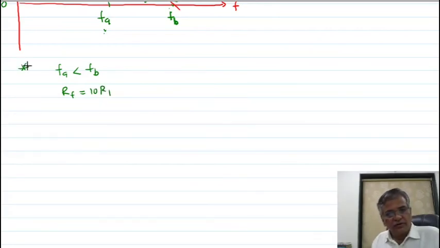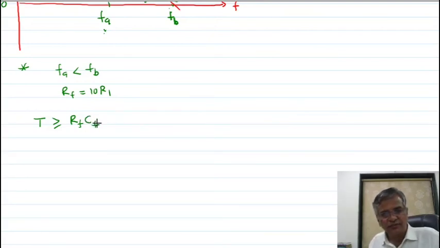For a perfect integration, if the circuit works as a perfect integrator, then the periodic time of the input signal should be greater than or equal to the RF CF time constant. So for proper integration of the circuit, the periodic time of the input signal should be greater or equal to RF CF. This is called the condition to get proper integration of the circuit.